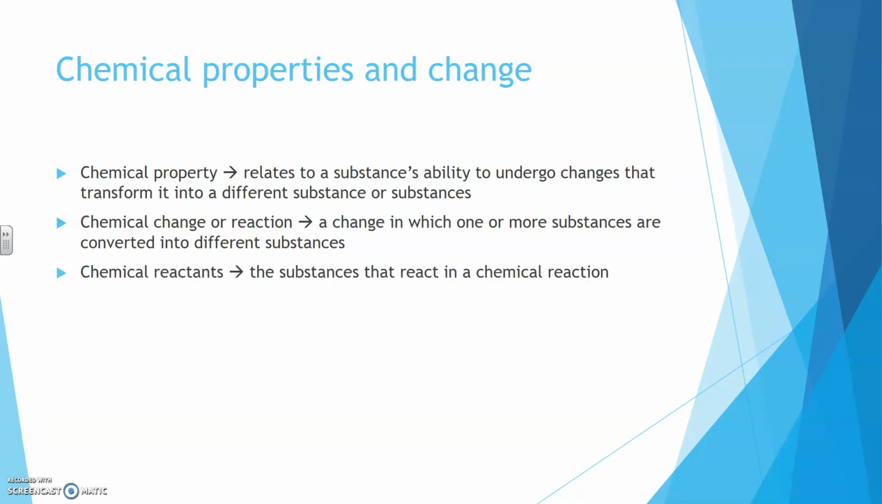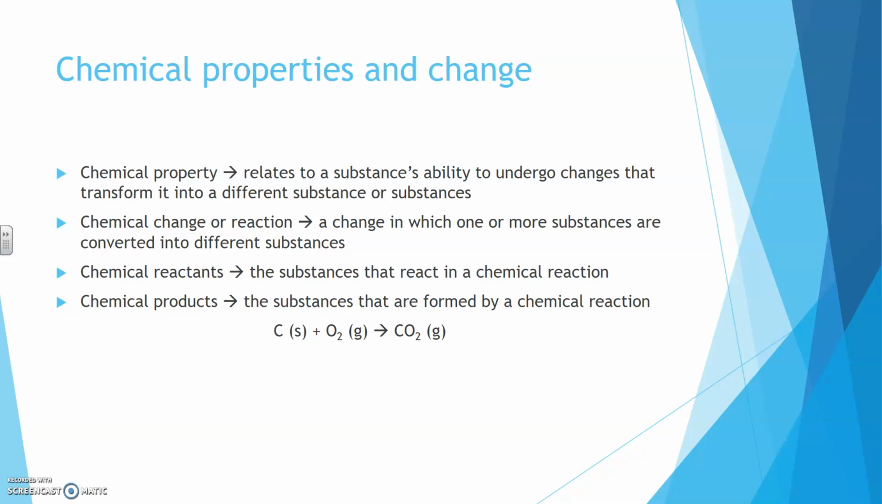Chemical reactants are the substances that go into the chemical reaction. The reactants will react in the reaction. And then you also get your chemical products. These are the substances that come out of a chemical reaction. They're the ones that are produced during that reaction. We're going to get pretty familiar with reactants and products through this class. This is an example of how a chemical reaction is written out. The reactants are always shown on the left, and the products are shown on the right.